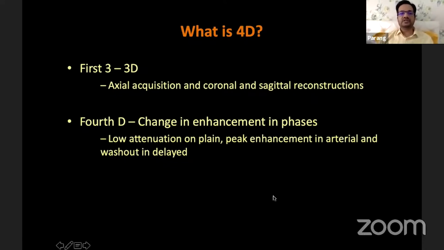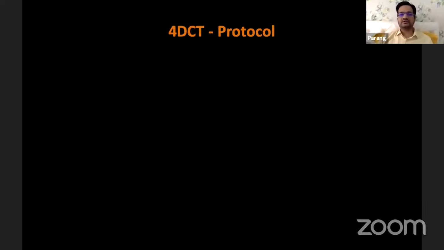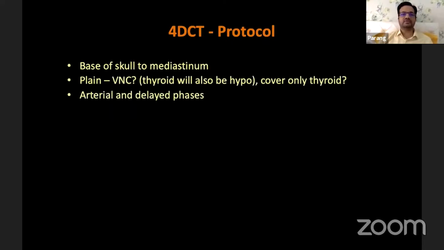So it shows typically low attenuation on the plain with peak enhancement in the arterial and washout in the delayed phase of the study. This particular change in the enhancement in the phases is our fourth dimension, which has really added the value for an accurate localization of parathyroid adenoma.